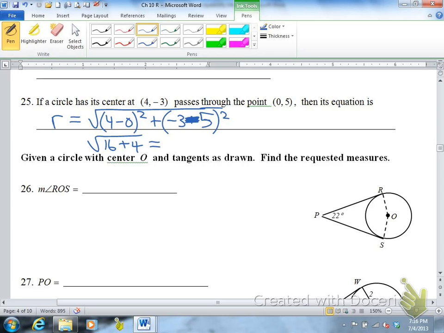So when you write your equation, it's going to be equal to the square root of 20 squared, which is 20. And the center you have is 4, -3, and the signs change. That's a plus.